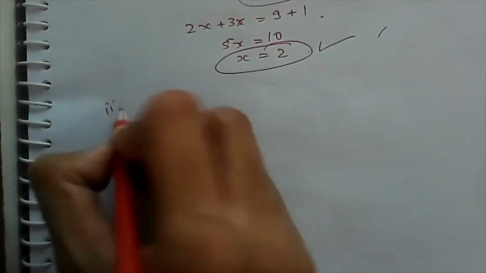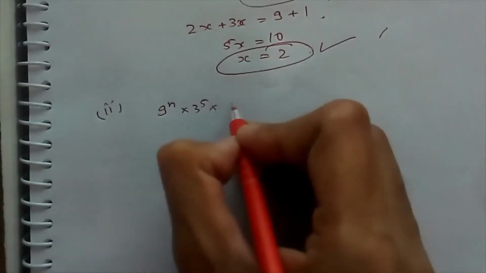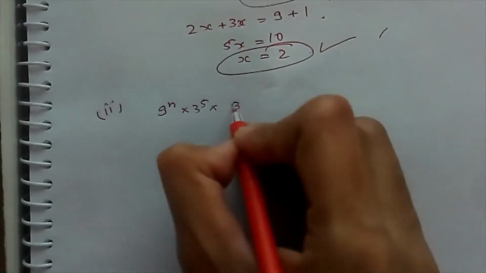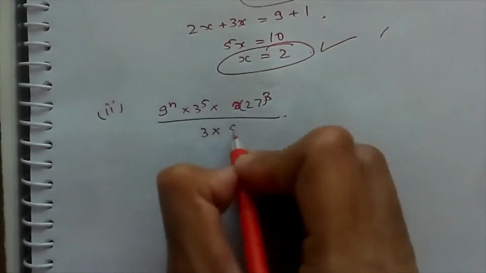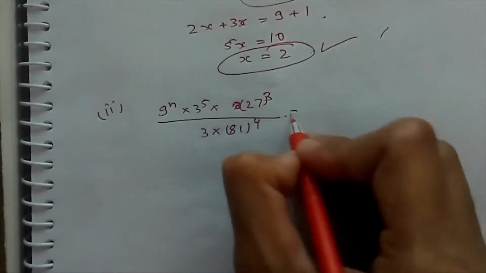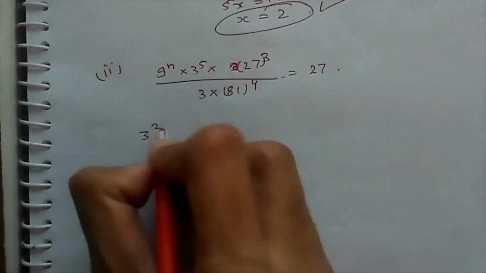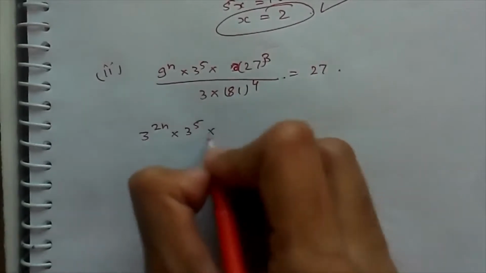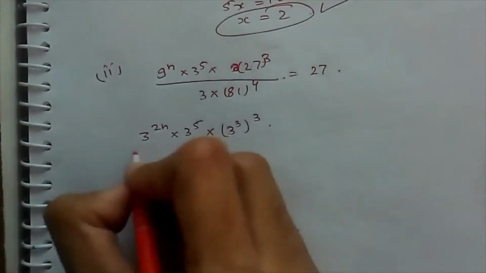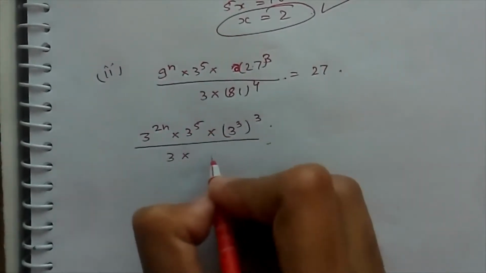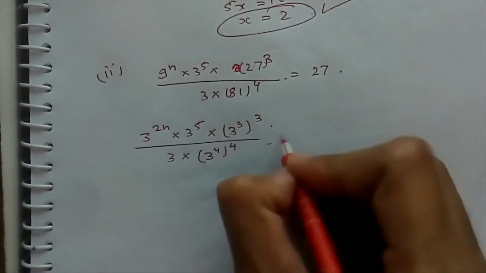That will be the last part of this exercise. 27 whole to the power 3 upon 3 into 81 whole to the power 4 equal to 27. We will write 3 to the power 2n into 3 to the power 5 into 3 to the power 3 whole to the power 3, over 3 into 3 to the power 4 whole to the power 4 equal to 3 to the power 3.